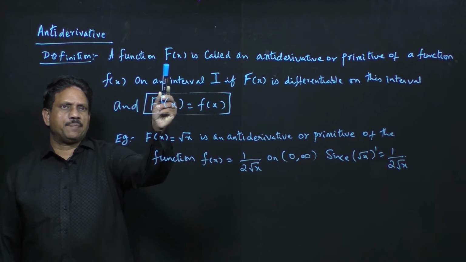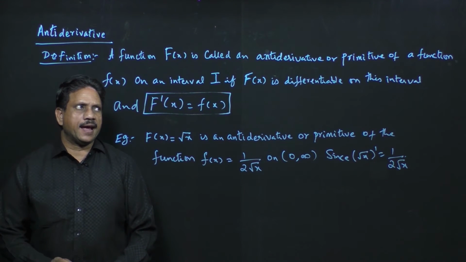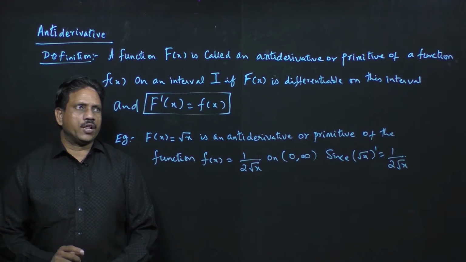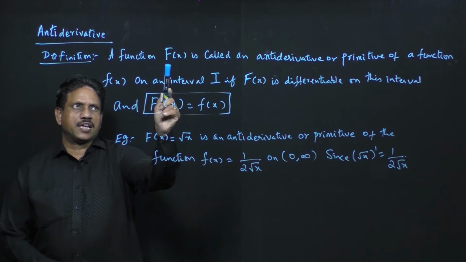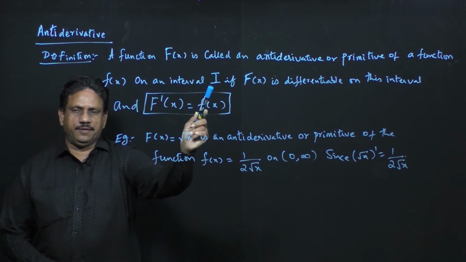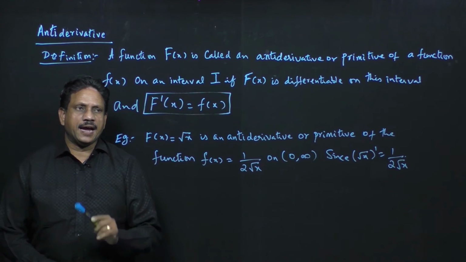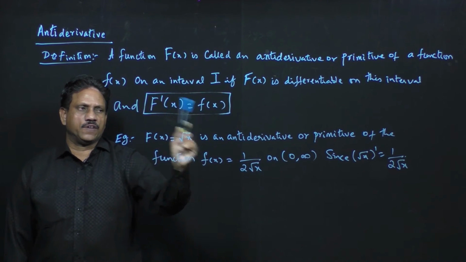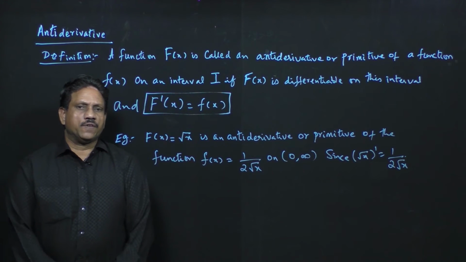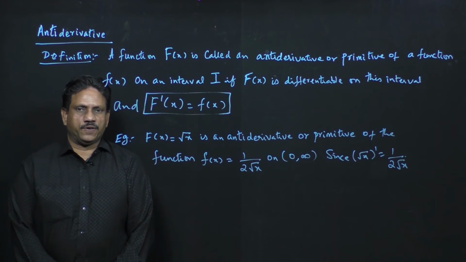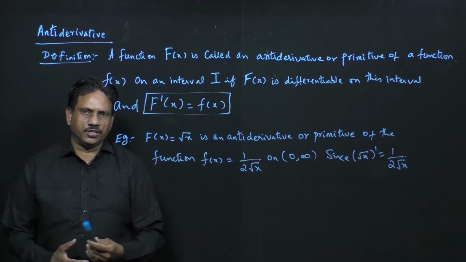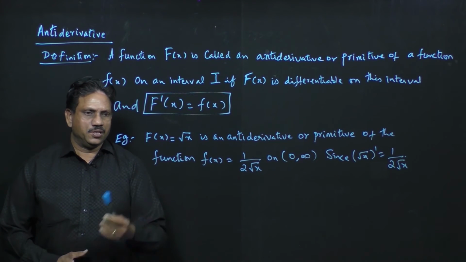A function capital F of x is called an antiderivative or primitive of a function small f of x on an interval I if capital F of x is differentiable on this interval. Differentiable means what, sir? The derivative F prime of x is equal to f of x. Then we call small f of x an antiderivative of capital F of x. If this function is not differentiable on that interval I, you cannot find the antiderivative. Let us see one example.